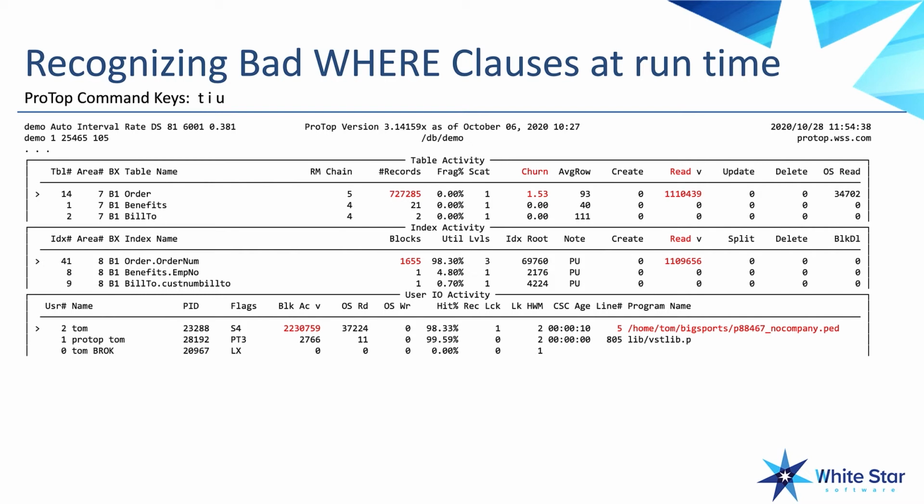And then if we look at the user activity, we can see that this guy named Tom seems to be causing the problem. Most of the block access, about 2 million block accesses per second, which happens to be the sum of the index and table activity, is being executed by Tom. It's resulting in a lot of disk reads, 37,000 OS reads per second. And it looks like line 5 of this program called nocompany.p is the guilty party. So you can zero right in on where the problem is coming from, and hopefully you can instruct the programmers on adding whatever is missing from their where clause at that point.